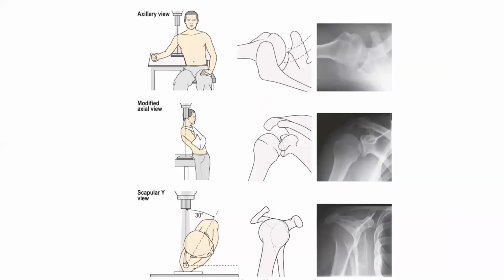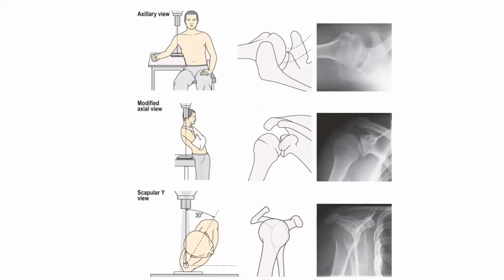Other than this, we are going to do some special views. Special views such as the axillary view. In the axillary view, it is a top-down view through the shoulder. The humeral head and glenoid are seen well, but there is a prerequisite to do this view. We need the patient to abduct the arm to 45 degrees, which might not be possible in most cases of acute injury.